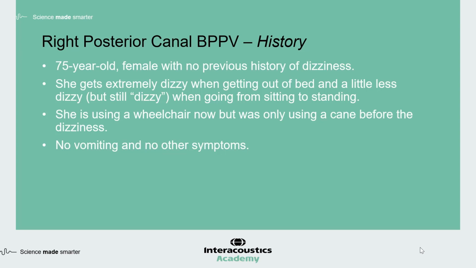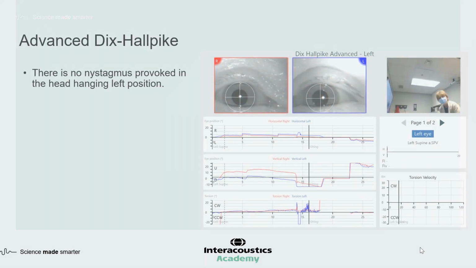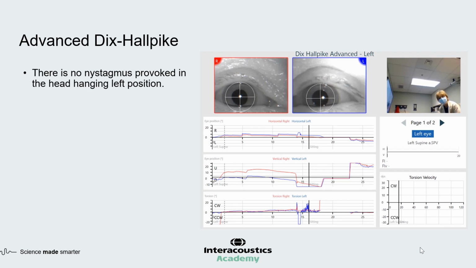She has no symptoms of vomiting and no other history, or is not aware of any triggers or anything that might have started this dizziness. So we do a Dix-Hallpike on her. She comes into the clinic, we do the VNG, and everything in the VNG was normal except for what you'll see in the Dix-Hallpike test.